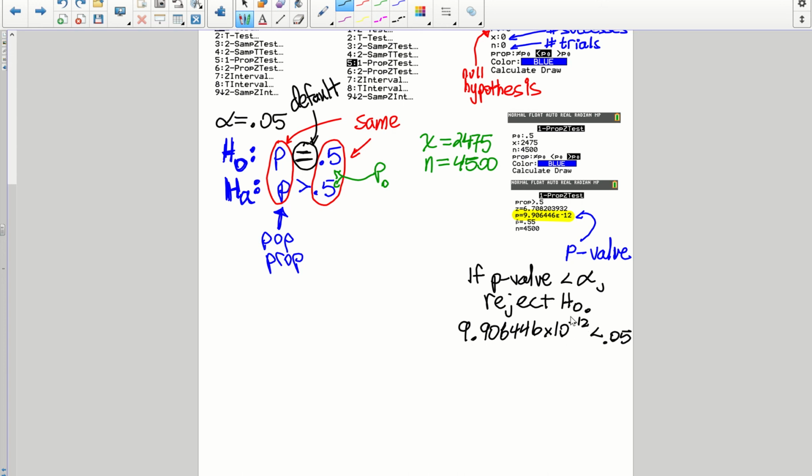Well, if you have scientific notation with a negative exponent, it's a pretty safe bet that it's a very small number, all right? Because that number would be what this is if you move the decimal 12 units to the left. So this would be 0.00000000099064446. All right, it's way less than 0.05. It's practically zero, right? So this is a true statement, so we reject. Any value with a negative power in scientific notation is a small number.